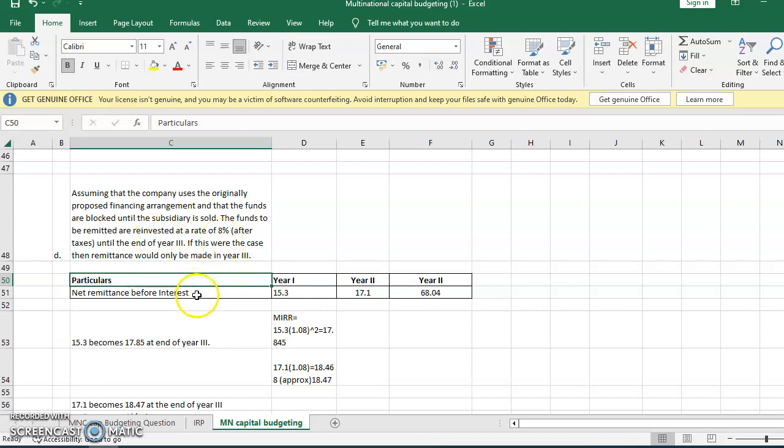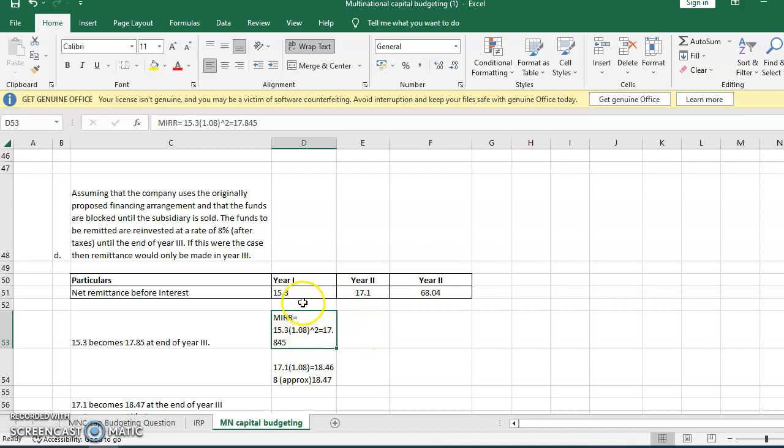If this were the case, in year 1 this is the amount you're going to get, the net remittance before interest. This amount gets reinvested, and if it gets reinvested, the modified internal rate of return is in application. So 15.3 becomes 17.85 at the end of year 3. How did we get this?